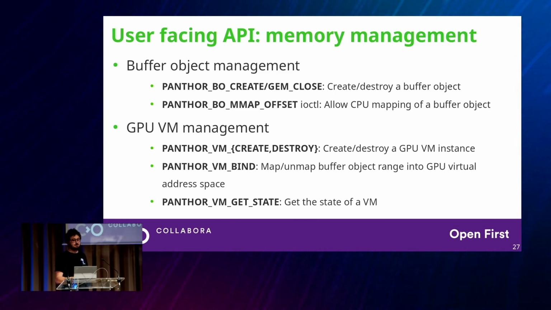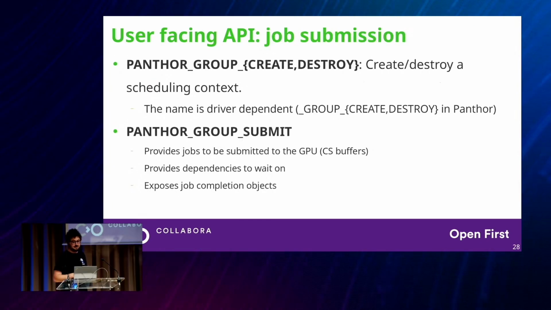And because this asynchronicity exists, you also need a way to query the state of the VM, just in case something fails during the asynchronous map or unmap.